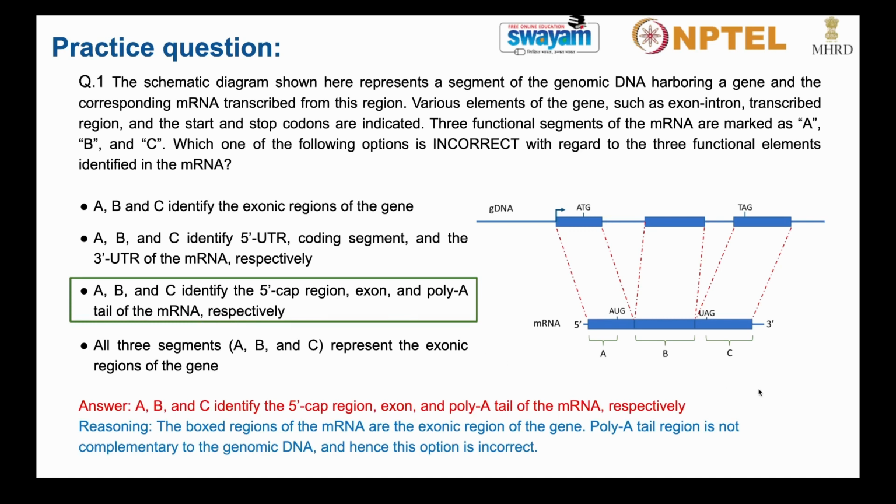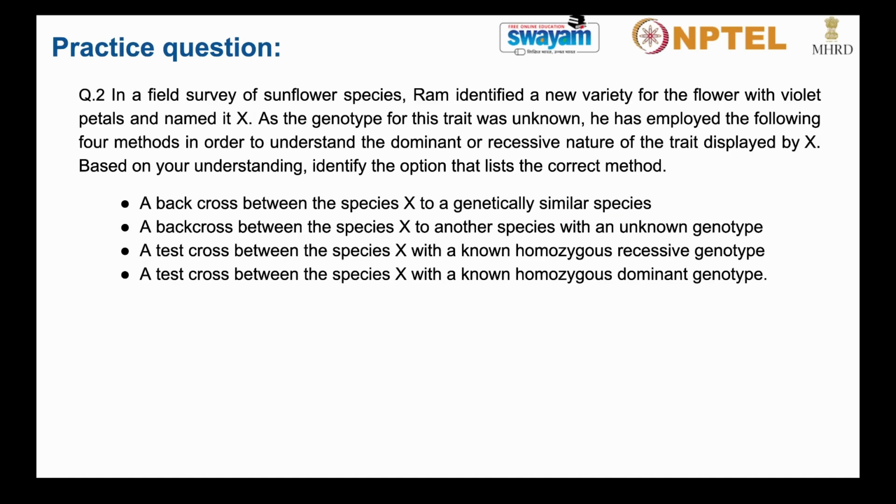So if you don't have any further doubt and if it is clear, then let's move to another question. So now this is question number 2. What does it say? In a field survey of sunflower species, Ram identified a new variety with violet petals and named it X. As the genotype for this trait was unknown, he employed the following four methods in order to understand the dominant or recessive nature of the trait displayed by X. Based on your understanding, identify the option that lists the correct method.